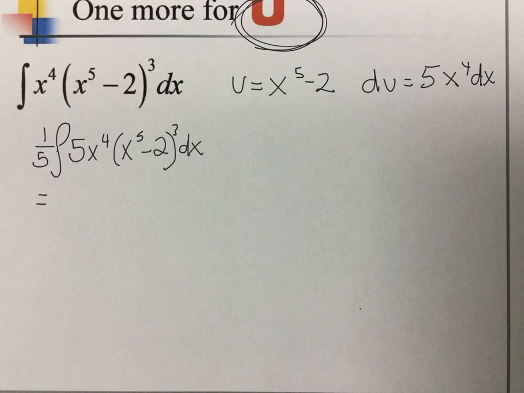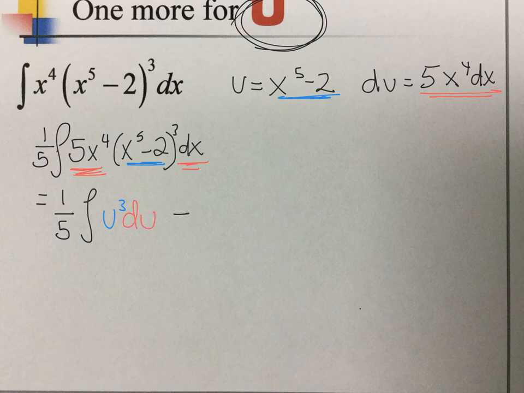So now I do my u rewrite. So it would be 1/5. Okay, now I've got my full du here, and I've got my u right here. So it becomes 1/5 the integral of u to the 3rd. Okay, so our u, and then our du, which is the 5x to the 4th and the dx. So now I integrate that, 1/5, integrating u to the 3rd, so that goes u to the 4th, times 1/4, okay, plus c.